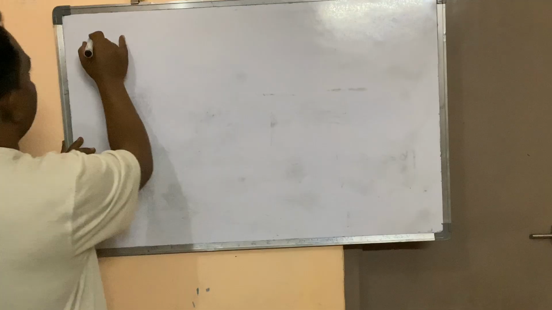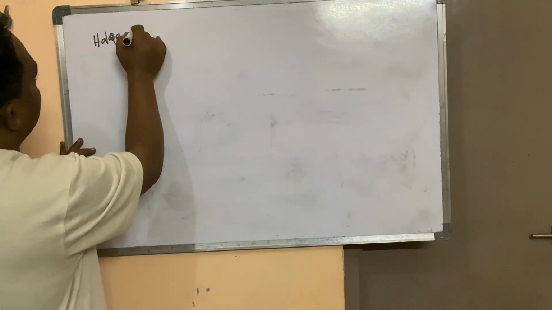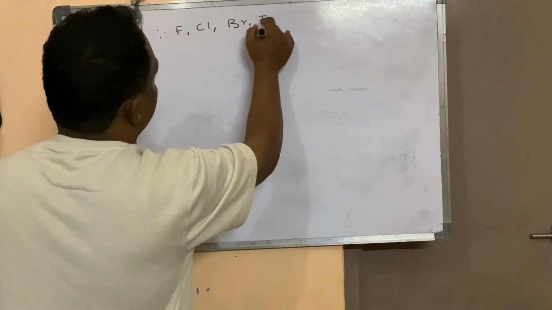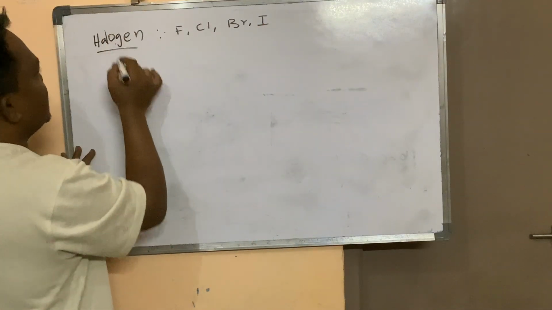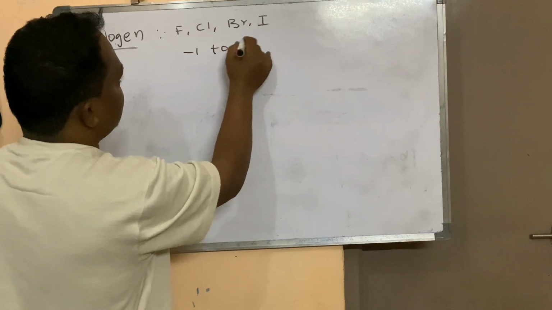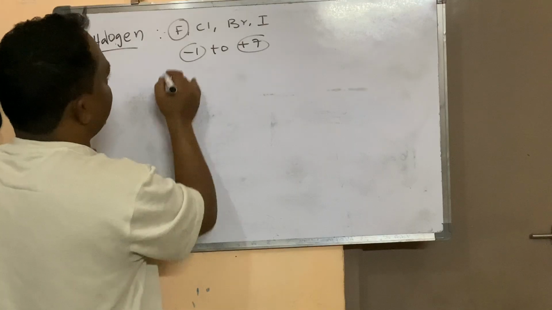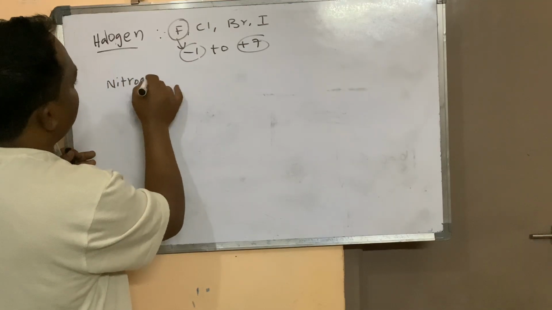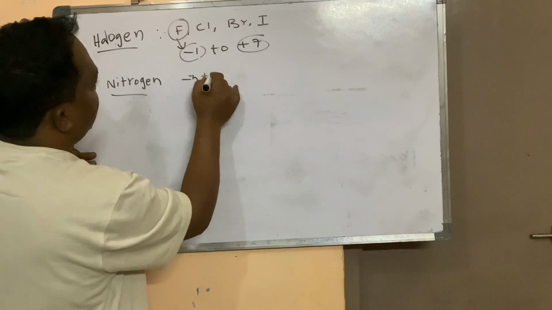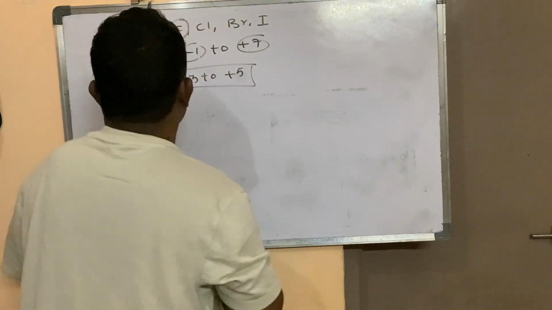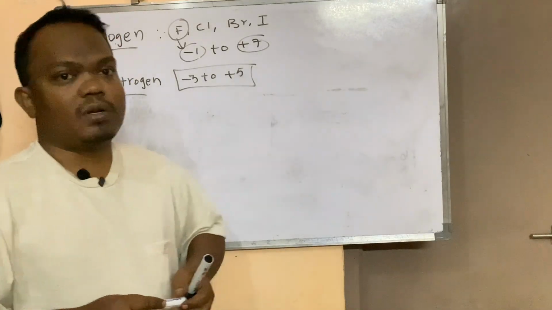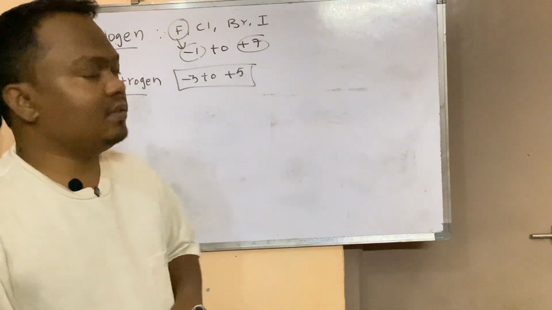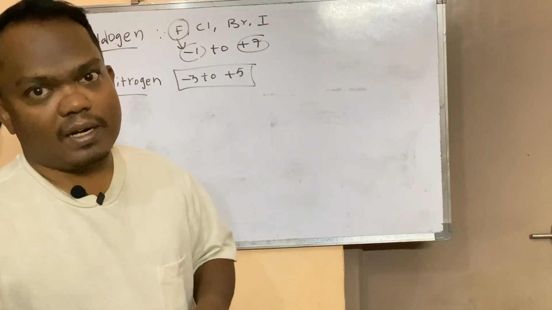Generally halogens will exhibit a range of oxidation states. Halogens means fluorine, chlorine, bromine, iodine, and so on. Halogens exhibit from -1 to +7, except fluorine. Fluorine, as already mentioned, always exhibits -1. Nitrogen also exhibits from -3 to +5, so it is variable. So these are the important oxidation number rules. Let me move on to some problems on how to calculate the oxidation number.